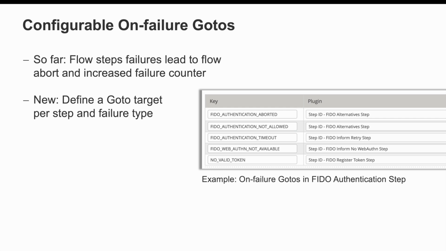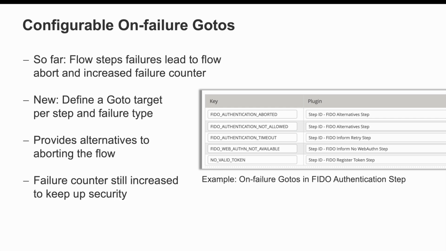The same is for the second line, but in the third line, if the failure was a timeout, then go to the FIDO inform retry step. For example, informing the user what happened during a timeout and that he can try again, and so on. So you can redirect the user in the flow instead of getting a failure and aborting the flow. By the way, failure counters are still increased to keep up security. If failure counters would not have been increased, then this would open the door for attacks.